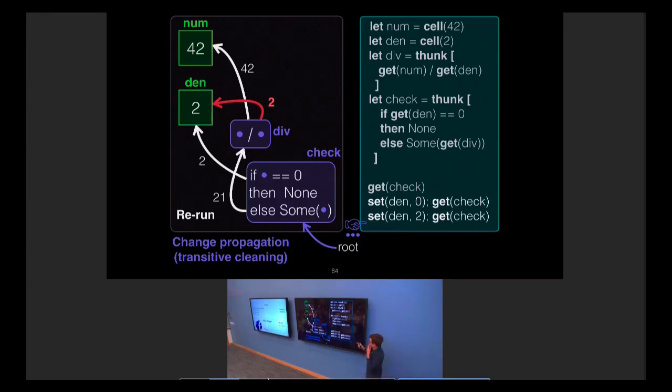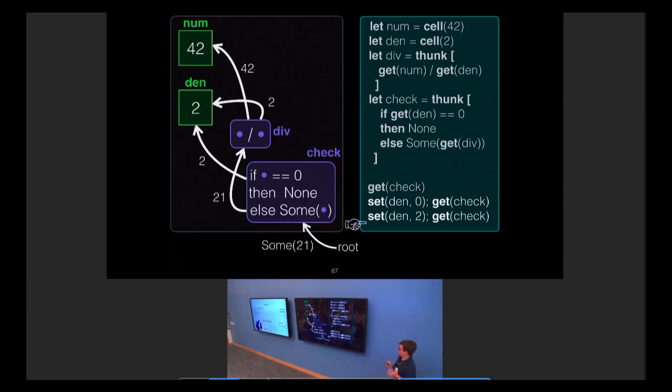And well, I can try to clean div before I go and re-execute it. And div last saw that 2 is in denominator last time I ran it. And 2 is currently the denominator. So I get to reuse it. And I can just clean it. In general, this isn't a big win, but if that subgraph was huge, it'd be a huge win. Okay, so that's the basic idea of Adapton, is that you're creating cells and edges, and you're cleaning and dirtying as you make changes and re-execute.